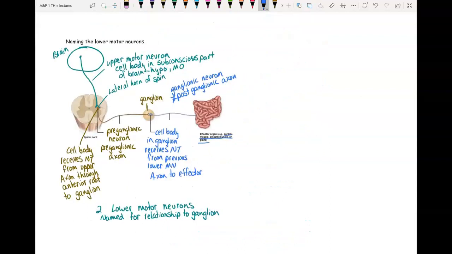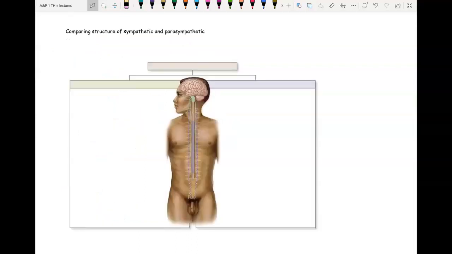So there's the basics of how autonomic is set up. You have one upper motor neuron from the brain to the spine. Then you have two lower motor neurons to get from the spine to the effector with a ganglion where the two lower motor neurons synapse. Now that you know the basic structure of autonomic, we can start comparing the two divisions, the sympathetic and parasympathetic. So we're going to use green for parasympathetic, and we're going to use purple for sympathetic. That is consistent throughout your book, this color coding.